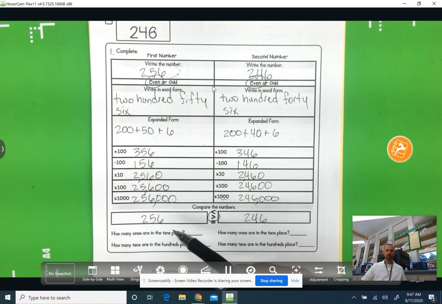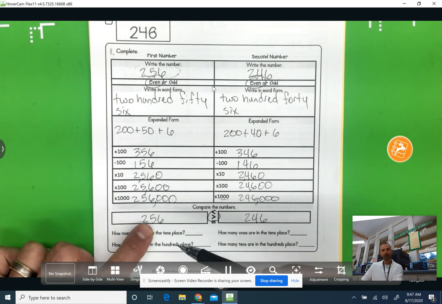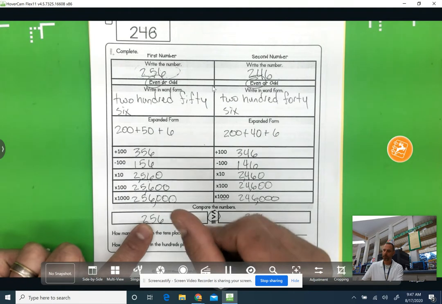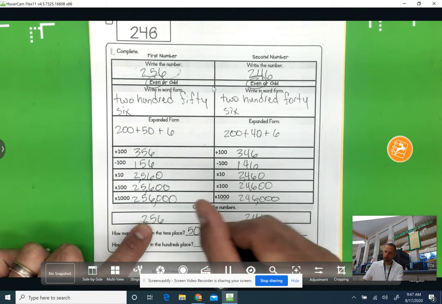The next 2 questions you need to read very carefully. How many ones are in the tens place? Well, there is a 5 in the tens place, but that's not how many ones there are in the tens place. To figure that out, you need to figure out the value of that 5 because it's in the tens place. It's 50. So if the value of that 5 is 50, how many ones does it take to make 50? It takes 50 of them.